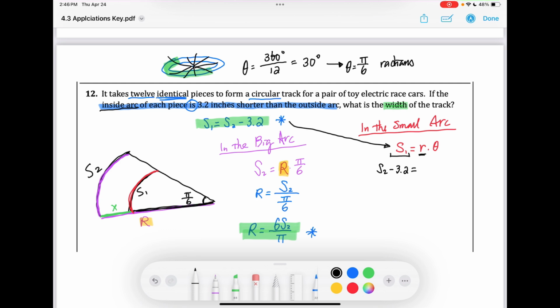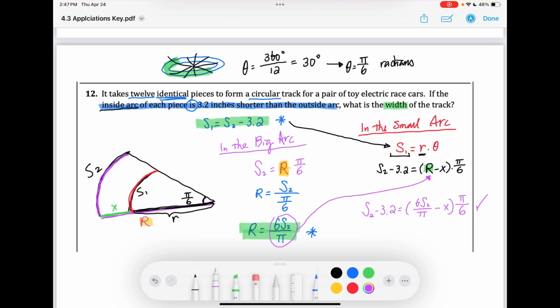So look at my small r length. My radius is only this part from here to here. That's my lowercase r, okay? What can we rewrite? We can say that is equal to the big radius minus x, the track. Then I'm going to times my central angle pi over 6. Good. So now I am going to replace the R value with this crazy guy. Yes, indeed. So that gives us S2 minus 3.2 is equal to 6 times S2 over pi minus x, times pi over 6.